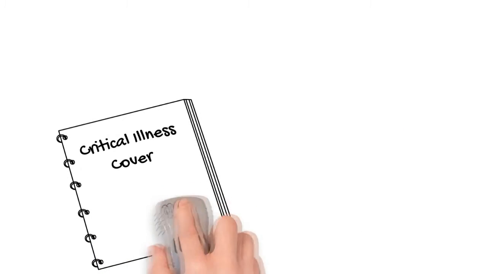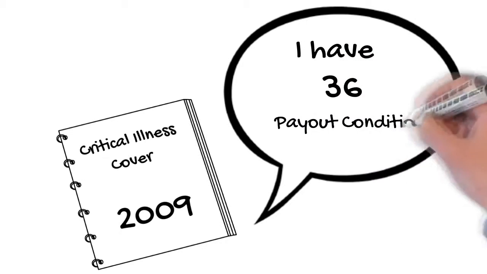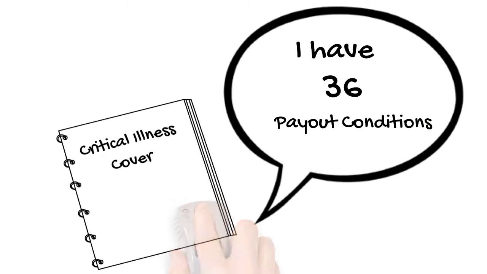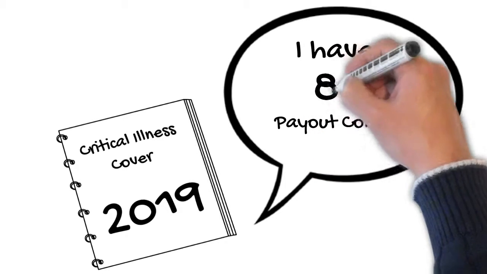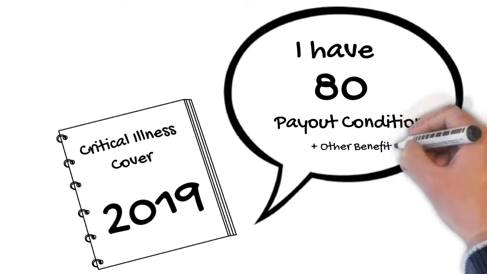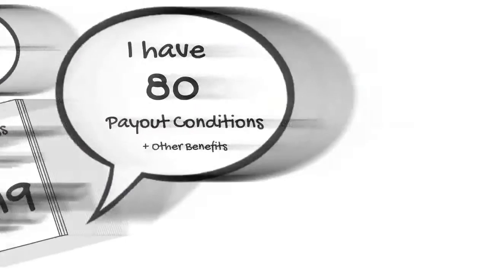You only have to go back 10 years to 2009 when the average number of payout conditions on a policy was around 36. These days, a comprehensive policy will have around 80 payment conditions along with other benefits, so you can see they're becoming a lot more comprehensive as time goes on.